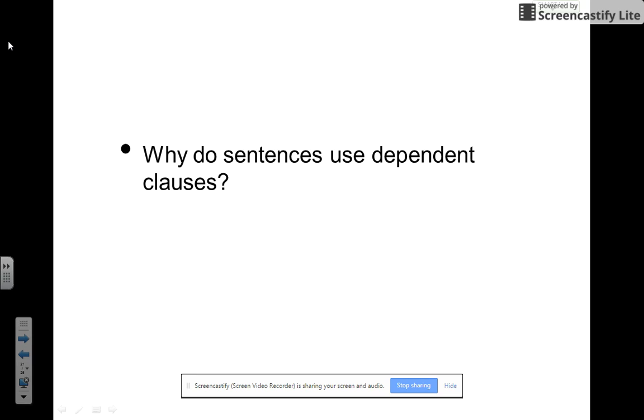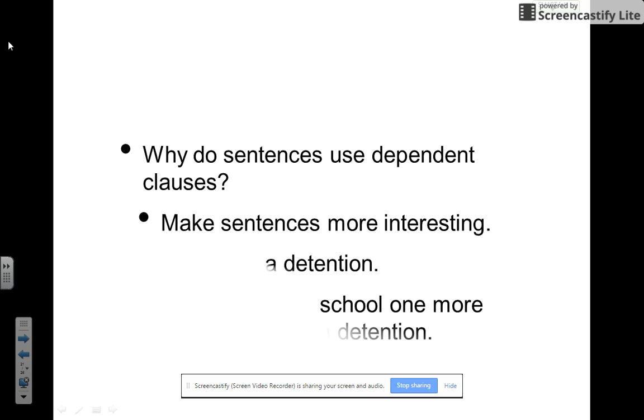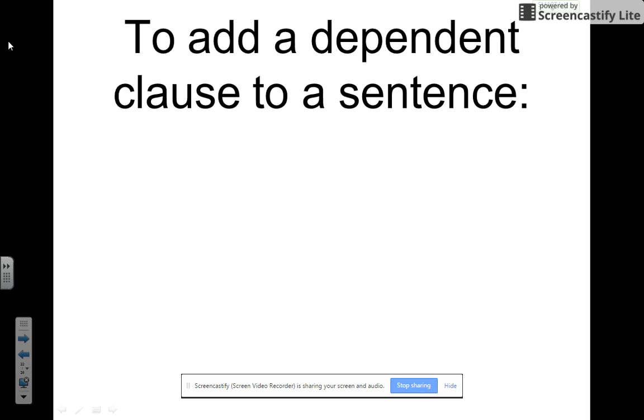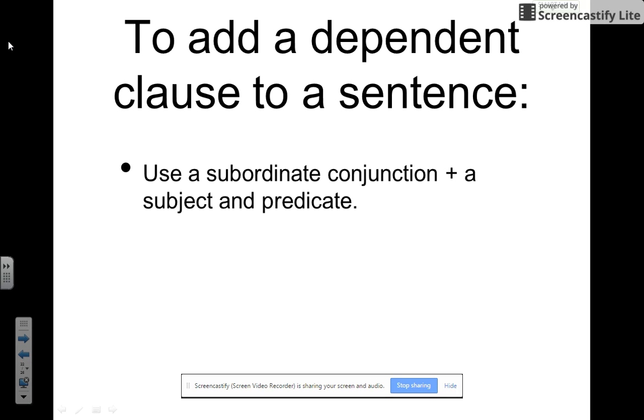So why do we use dependent clauses? If we can make a sentence with an independent clause and it can stand on its own, what good is a dependent clause? Well, they do make sentences more interesting. So if I take a look at this example again, if I'm late for school one more time, I'll get a detention. Notice how that gives us a lot more information than just saying, I will get a detention. So our goal, eventually, when we get writing, is to look at the independent clauses and see if we can make them more interesting by adding a dependent clause.